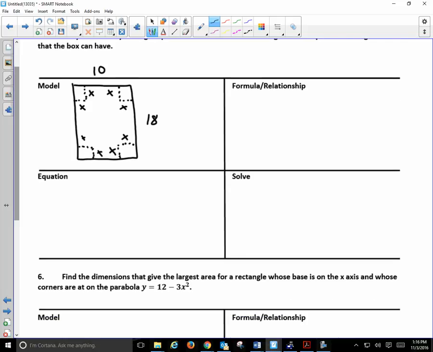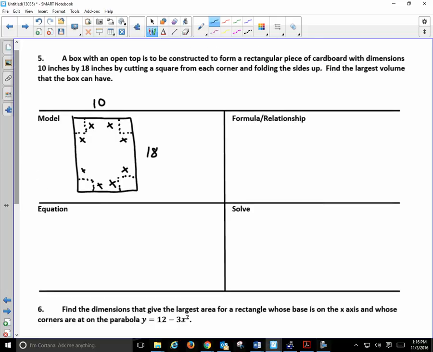So, you tell me what's driving the problem. What is the phrase that's driving this problem that I need to pay attention to? Largest volume. So what I want to do is maximize the volume. Can somebody tell me what formula I should be writing down right now? Very good. Volume is length times width times height.